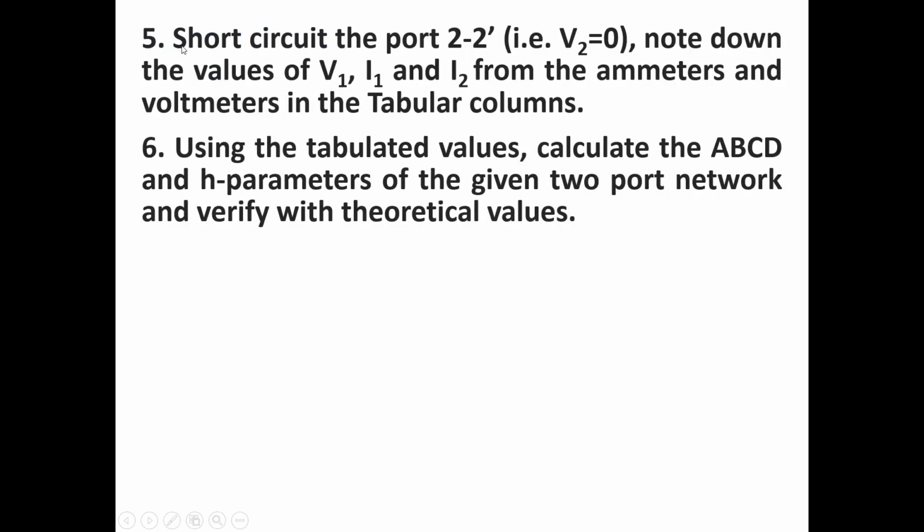Okay, so procedure continues. Short circuit the port 2 dash, that is V2 equal to 0. Note down the values of V1, I1 and I2 from the ammeters and voltmeters in the tabular column. And using the tabulated values, calculate the ABCD and H parameters for the given two-port network, and just compare it with the theoretical values.